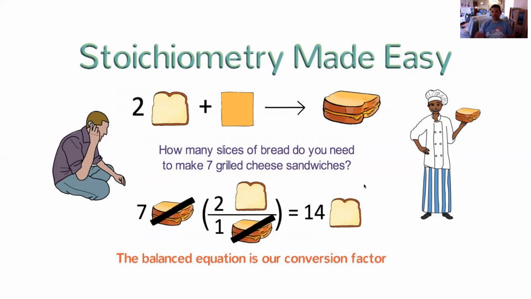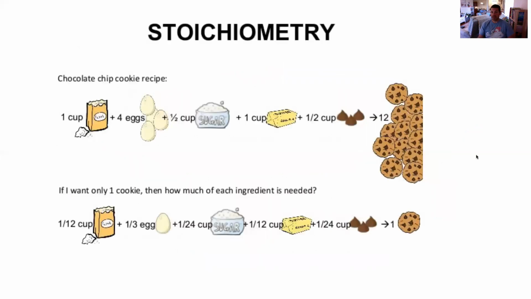All right, this is a very simple example, but if you wanted 7 grilled cheese sandwiches, you're going to need 14 slices of bread. And that's stuff that you know, because you know grilled cheese well, but you might not realize it when you look at a chemical equation, which maybe aluminum oxide forming aluminum and oxygen is a little more foreign to you. All right. One last slide I want to leave you with.